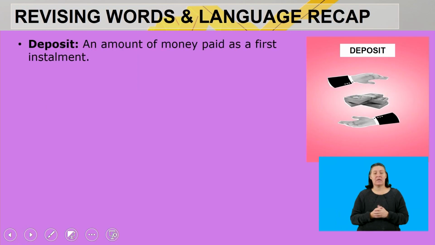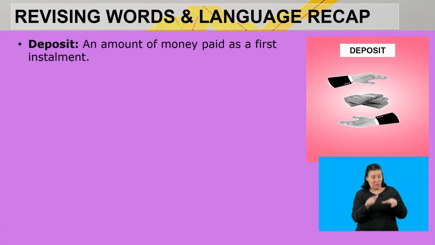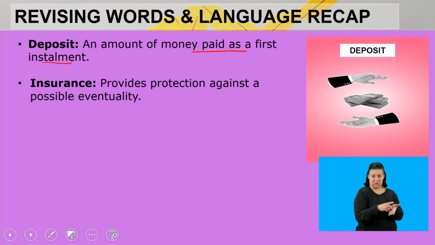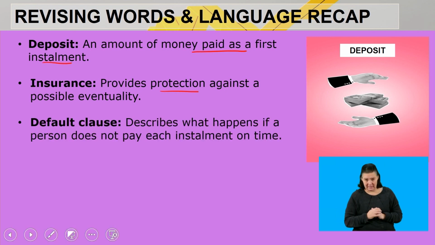The important words and language that we looked at was deposit first of all, and we indicated that a deposit is an amount of money paid as a first installment. We also indicated this is usually a percentage of the cost of the item. Then, insurance is basically something that provides protection against a possible eventuality. We also indicated there's normally a default clause with hire purchase deals.